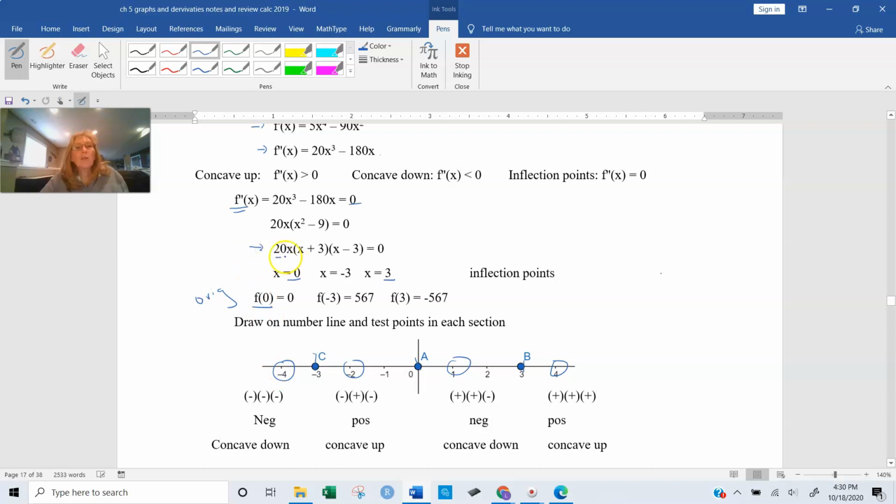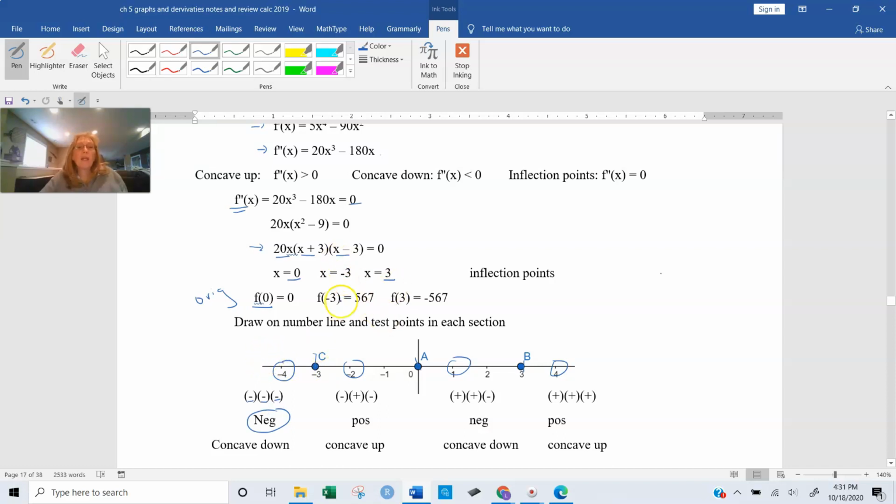So I take negative 4 and plug it into this factored part. This is negative; that's what this negative means. Negative 4 plus 3 is negative. Negative 4 minus 3 is also negative. So a negative times a negative times a negative is a negative. That means this section is concave down.